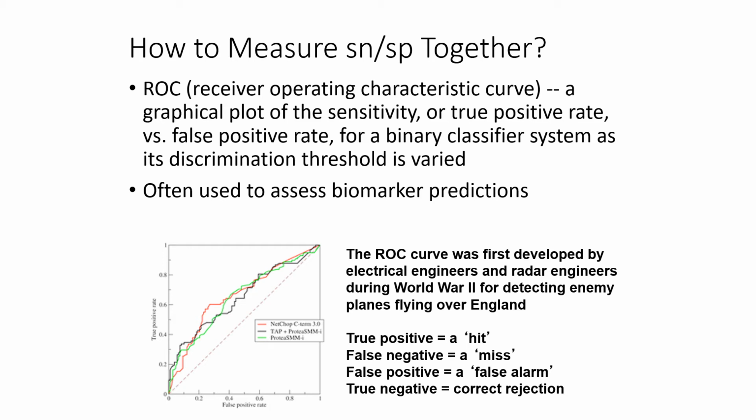One way of essentially capturing the performance of sensitivity and specificity together is through something called a receiver operating characteristic curve, or ROC curve. This is something that was developed in the 1940s by radar engineers in the UK who were trying to identify German bombers as they were flying over. They were using radar to determine whether the bombers were actually German or whether the bombers were actually flocks of geese, because back then radar wasn't very precise. So they were tracking the performance and whether they had hits, misses, false alarms, or correct rejections.